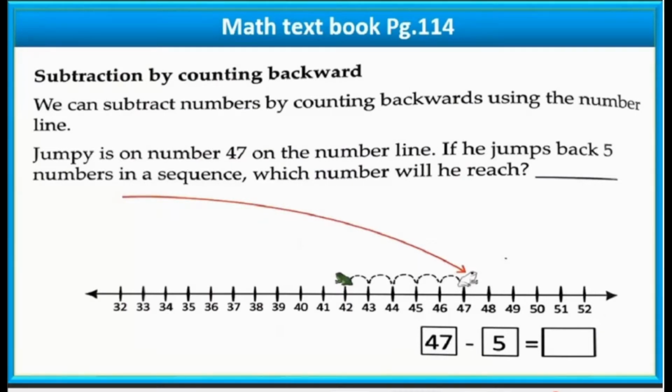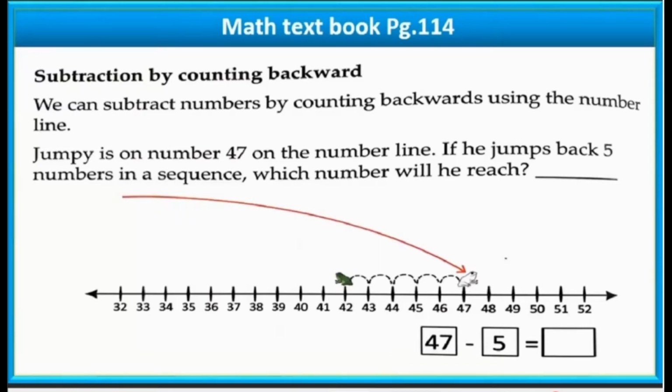Subtraction by counting backward. We have already seen counting backward, right? In addition, we will be counting forward, and in subtraction, we will be counting backward. We can subtract numbers by counting backwards using the number line. Yes, we all know the number line from 0 to 99. If it is addition, the frog will be jumping forward. If it is subtraction, the frog will be jumping backward.